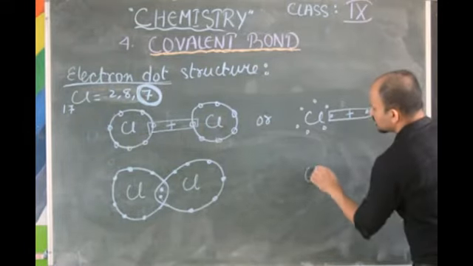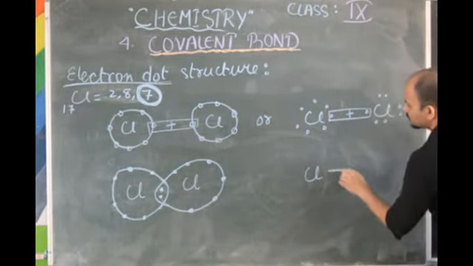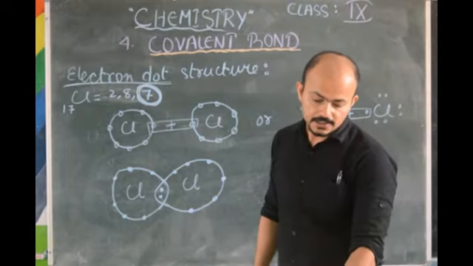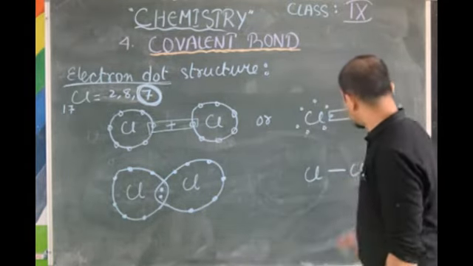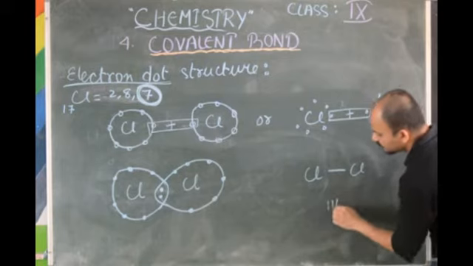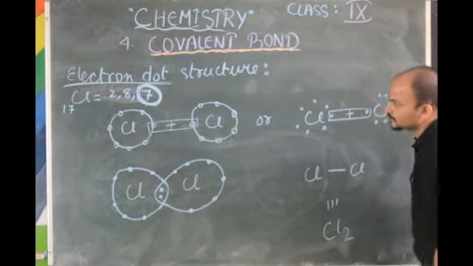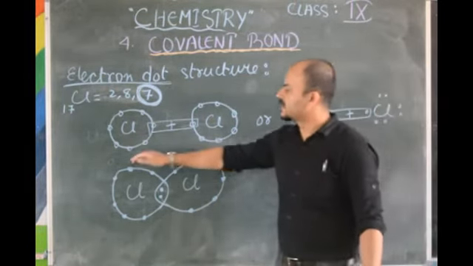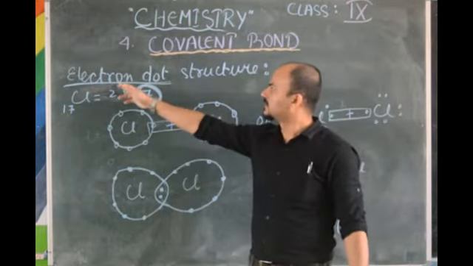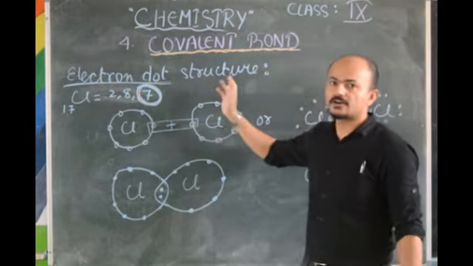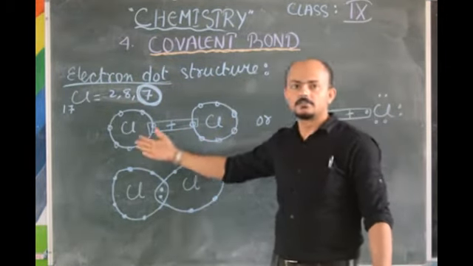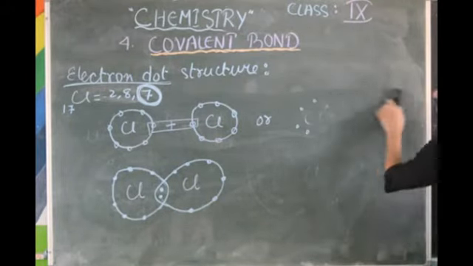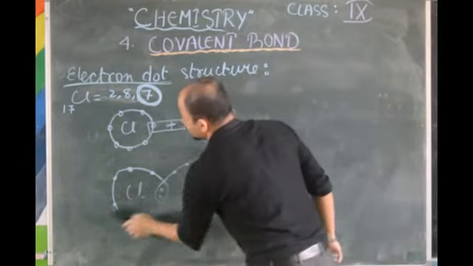Similarly here, it can be shown as chlorine bonded to chlorine. So this is how you draw the electron dot structure. Okay? And this Cl, Cl means it is equivalent to Cl2. So you can use either of the two ways of representing covalent bond formation by electron dot structure. Okay? Similarly we have other molecules as well, and a few of them you have to do by yourself. Most of them I'll be doing here on the board.